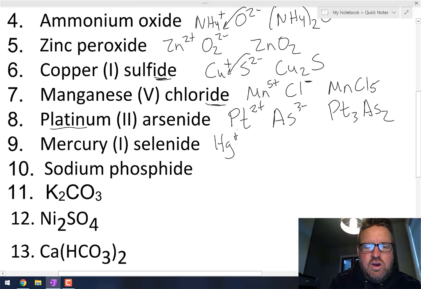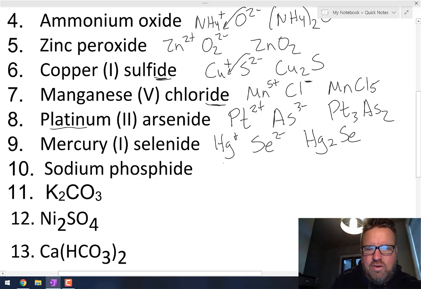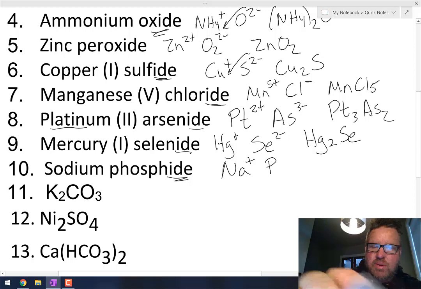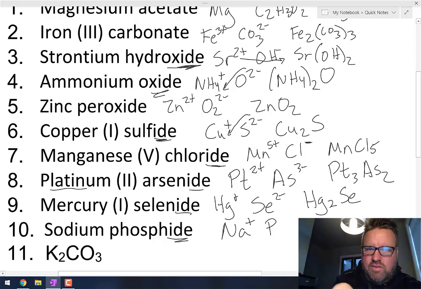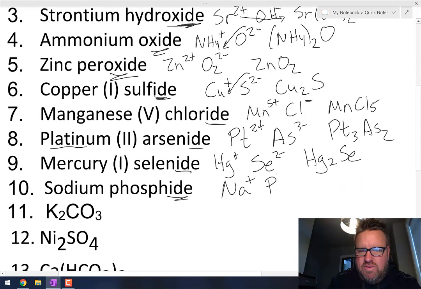Okay, number 9, mercury 1 is Hg, with a positive 1 charge. So selenide comes from selenium with a -2 charge. So we get Hg2Se. And then our final one for writing the formula on is sodium phosphide. Sodium has a +1 charge. And then again, most of the time when it ends in ide, it's an element on the periodic table. There's a couple times where it's not. Here's one of them, hydroxide and peroxide. But in general, when it ends in ide, you're looking for it on the periodic table. So phosphide has a -3 charge. And so the formula is just Na3P.